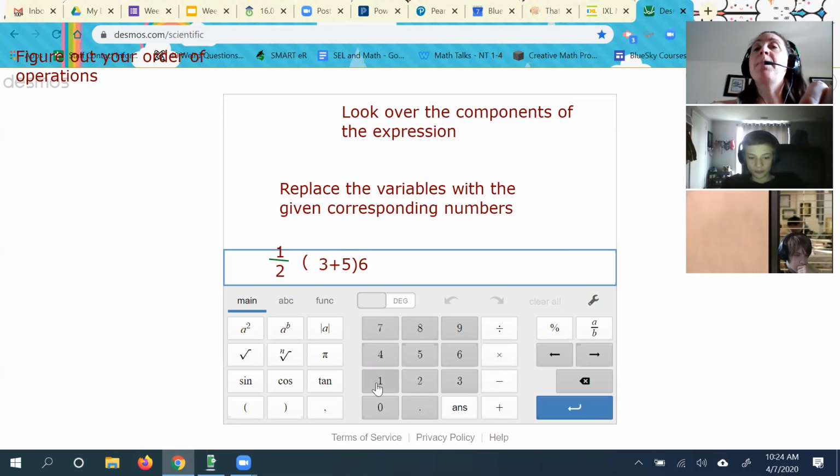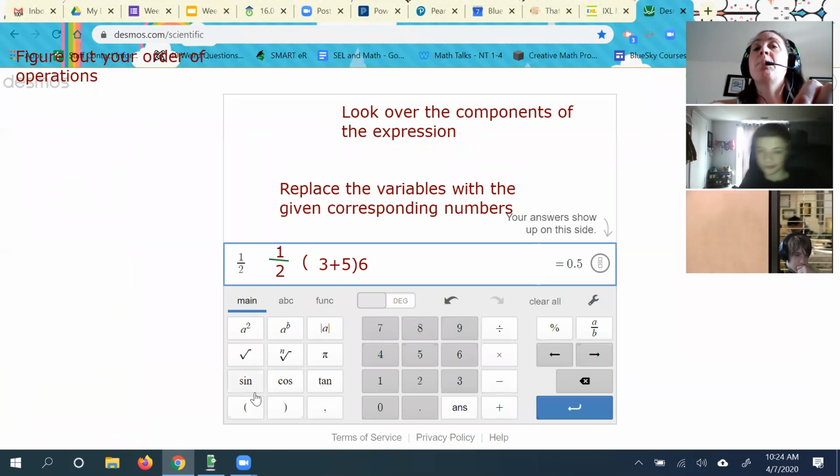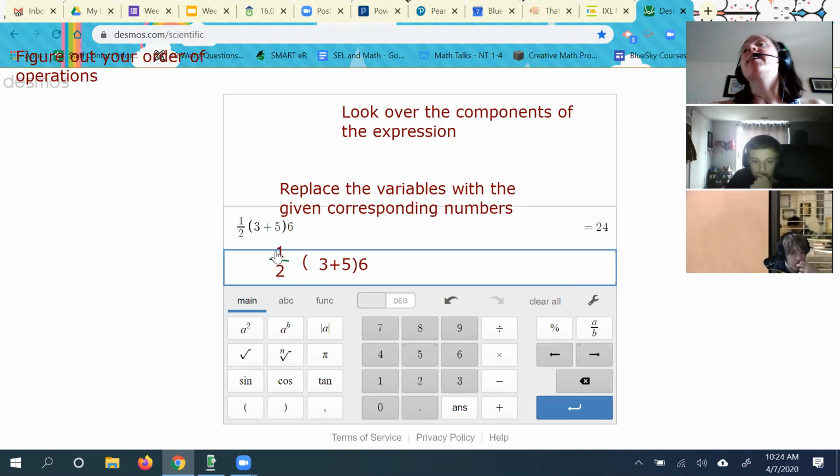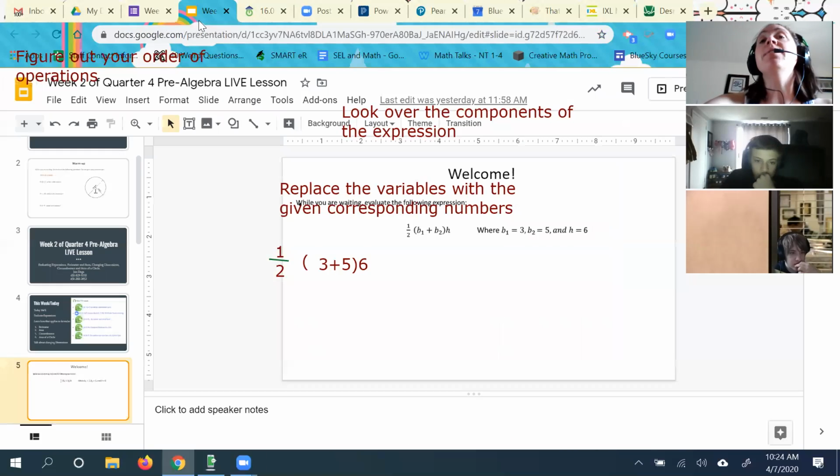So we're going to type in 1/2 parentheses. Did it feel wrong? Because it should. No, I'm just kidding. Felt like I shouldn't be using this. It should be Desmos. So if you type it in exactly like how it's written there, you'll get the right answer. It is 24.